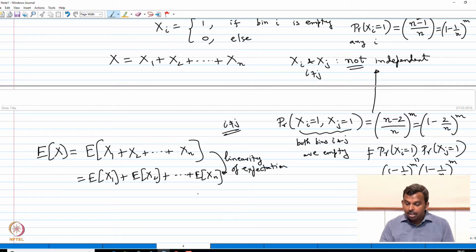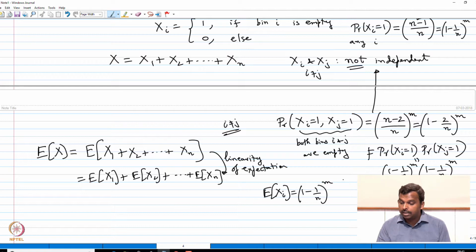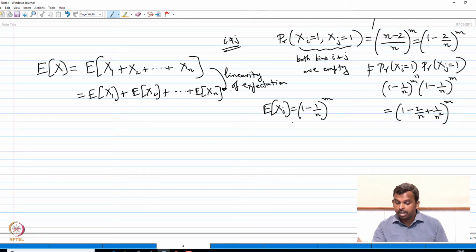Okay, so why is that? Because I know the probability of xi is 1. So what is the expected value of xi? It's easy to calculate. It's going to be 1 minus 1 by n power m. Okay, so why is that true? Why is the expected value this?